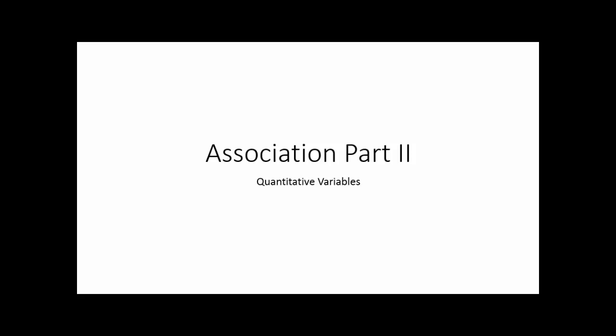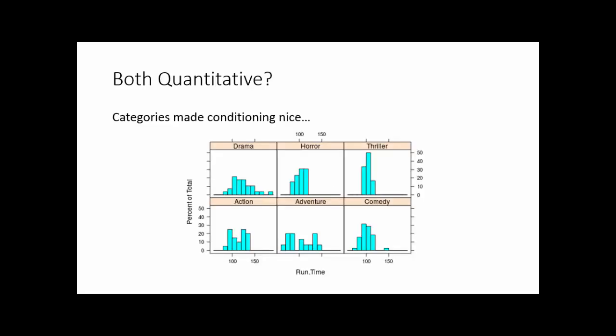So we're going to be beginning to look at association again, but this time it's going to be between quantitative variables. And we go back to our earlier examples where we had at least one categorical variable in the mix. This made things very nice because we could look at the categories as different pictures. In this example, the histograms of the runtime for each of the different genres of the movies.